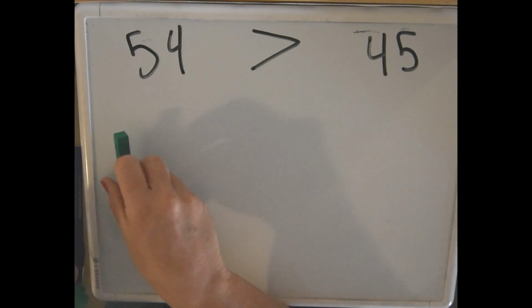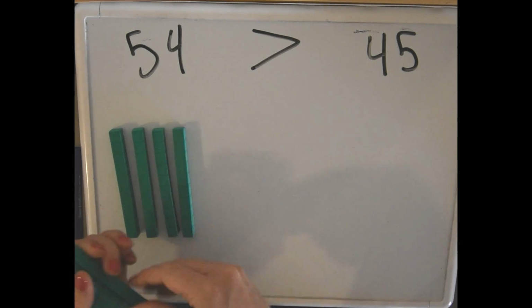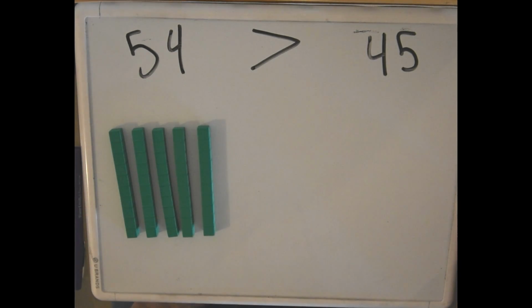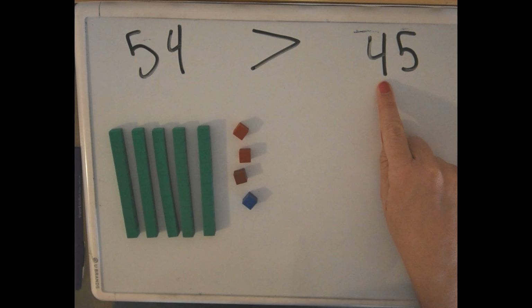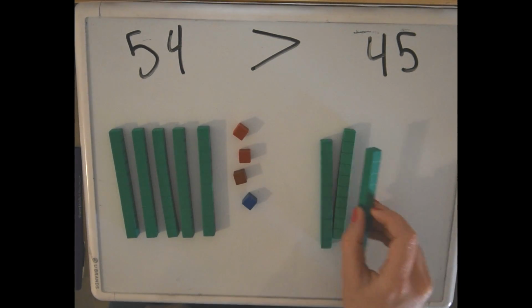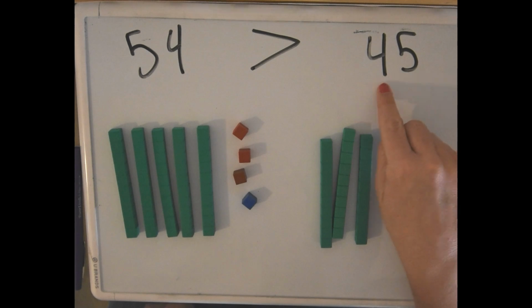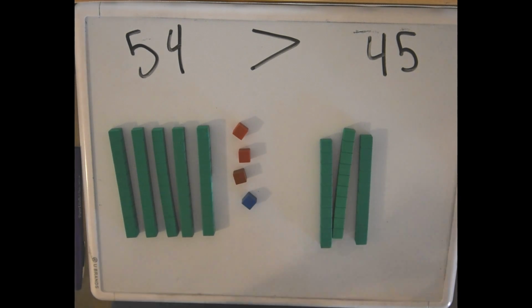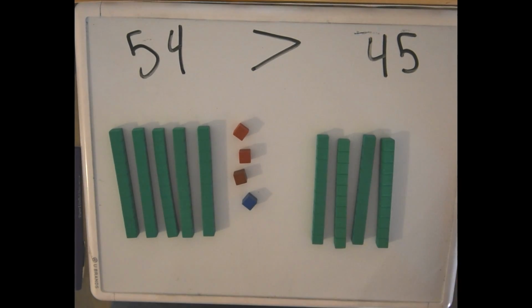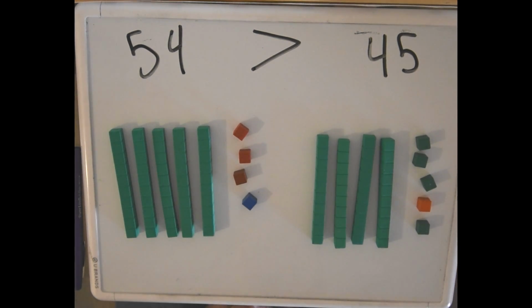Okay, so we have 1, 2, 3, 4, 5. 54 has 5 tens, and it has 4 ones. Okay, that is 54. Now we make 45. 45 has 4 tens. Remember, the tens place is going to be the number on the left side. It's going to be the number you see and the number you say first. We say 45. So 4 tens, 2, 3, 4, 5. 5 ones.